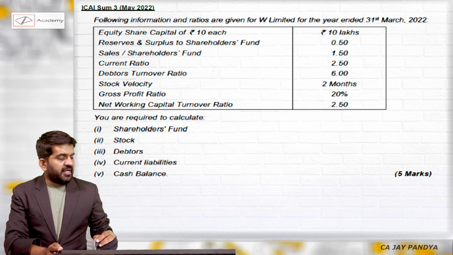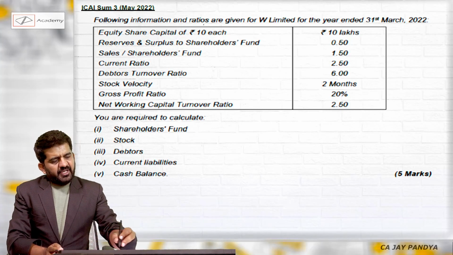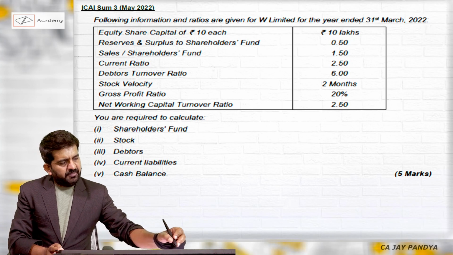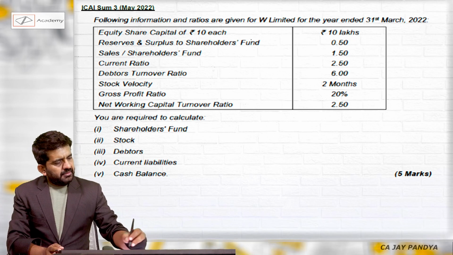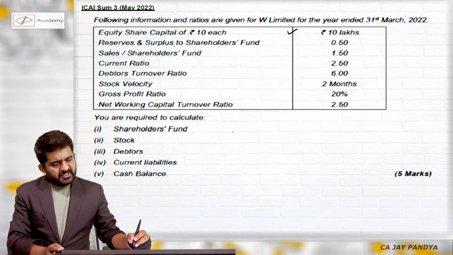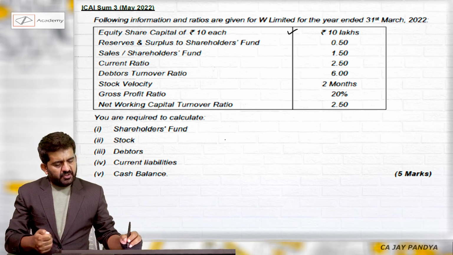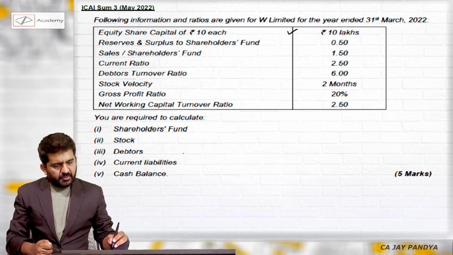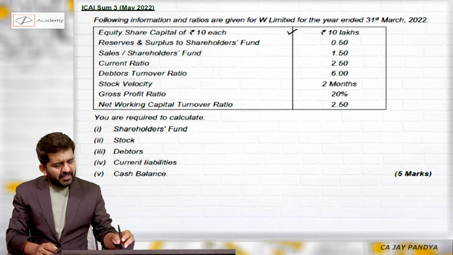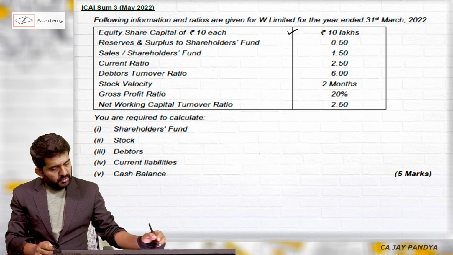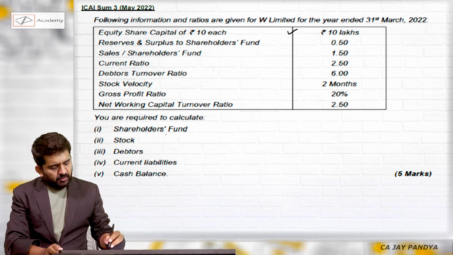ICAI sum number 3, May 2022, again of 5 marks. Following information and ratios are given for W Limited for the year ended 31st March 2022. Equity share capital 10 lakhs, nominal figure is given. Reserves and surplus to shareholders funds, sales to shareholders fund, current ratio, debtors turnover ratio, stock velocity ratio, GP margin, net working capital turnover ratio 2.5. You are required to calculate shareholders fund, stock, debtors, current liability and cash balance.